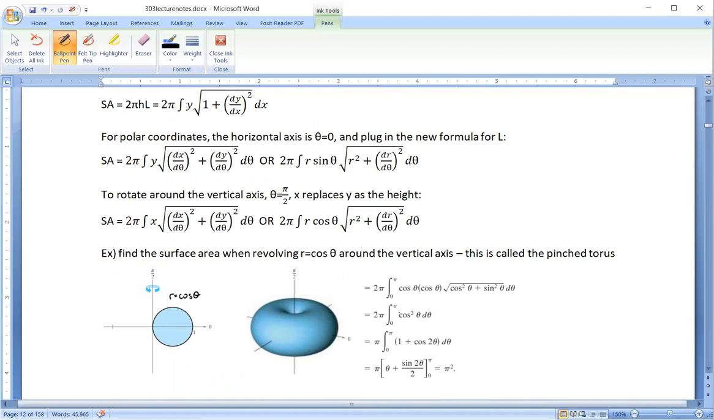To do that, we use the double angle formula. And so we get 1 plus cos 2 theta over 2. And notice that the 1/2 cancels with the 2 in front. And that we can integrate pretty straightforwardly. We get theta plus sine 2 theta over 2 with the constant pi in front. And now we just evaluate from 0 to pi, plug it in, and you get pi squared. So this object, which is called a pinch torus, there's your surface area.